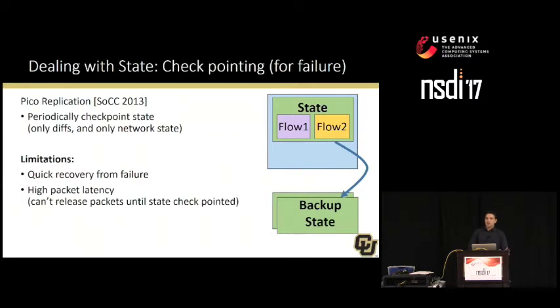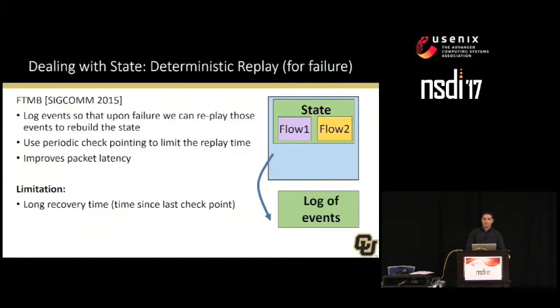With domain-specific knowledge, the amount of state can be reduced, but it has a high packet latency associated with this approach. To improve on the latency, rather than checkpointing state, other solutions log events, such that upon failure, we can rebuild the state by replaying those events. This improves on the packet latency, but at the expense of having long recovery time. And in addition to the trade-off between long packet latency and long recovery time, in both cases, neither added scalability or handled the asymmetric routing case.